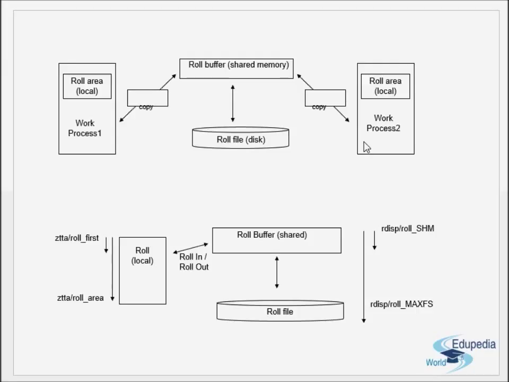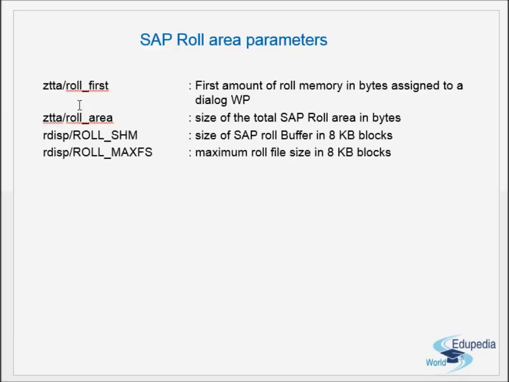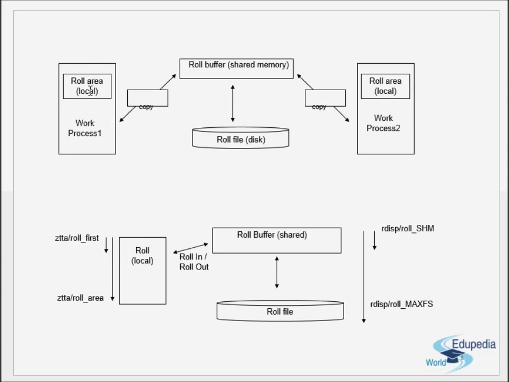Now we are talking about many memory types like role area, extended, private, everything. So initially, when the configuration of the SAP system is done, we have to set all these parameters to some value. Coming to the role area, these are the different parameters we have. ztta/roll_first is the first amount of role memory in bytes assigned to a dialog work process. So this is the local role area I'm talking about. For a dialog work process, it's assigned this value, ztta/roll_first.